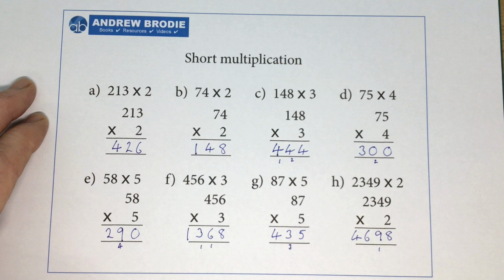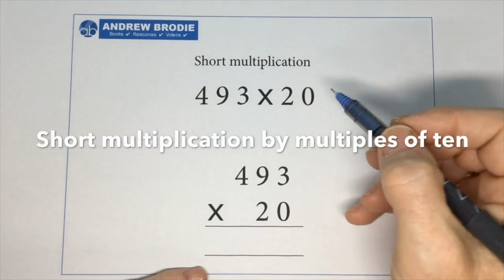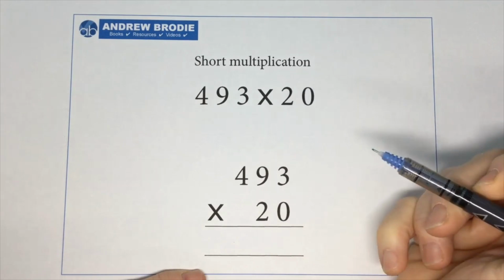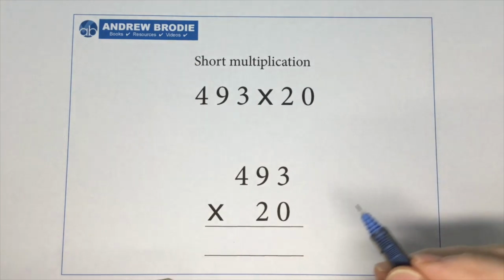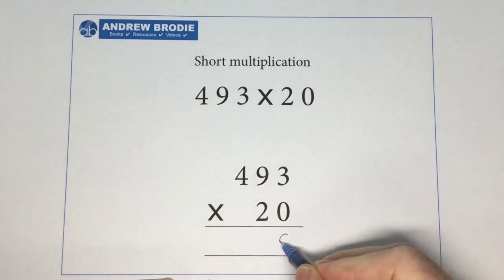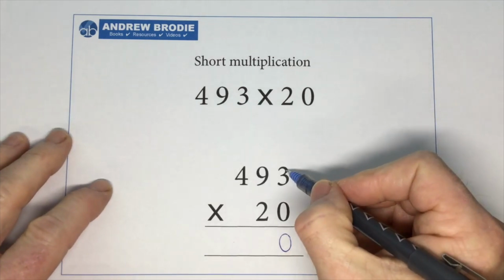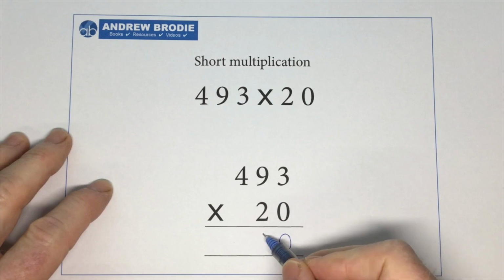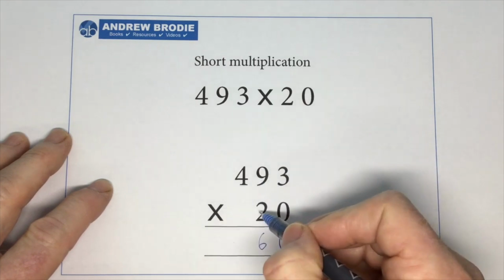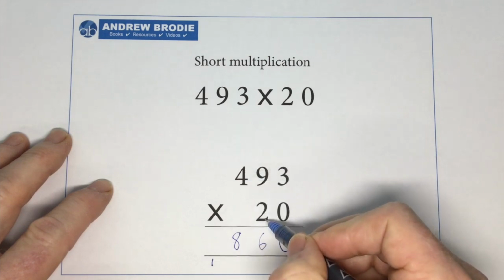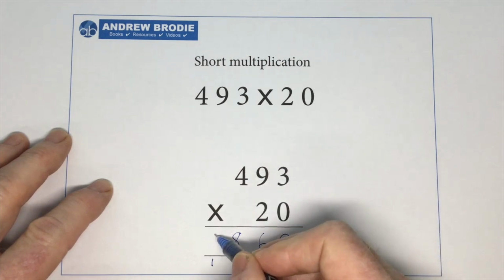4,698. We're looking at short multiplication where we're multiplying by multiples of 10. So 20 is a multiple of 10. And to do that, we simply put a 0 in the units to move everything over. Then, starting here, 3 times 2 is 6. 9 times 2 is 18. So an 8 there and a 1 there. 4 times 2 is 8. Add 1 makes 9.